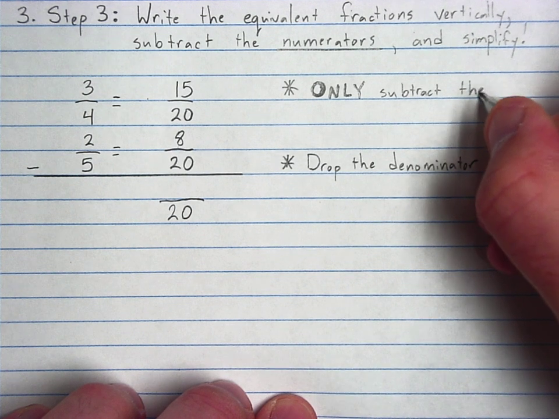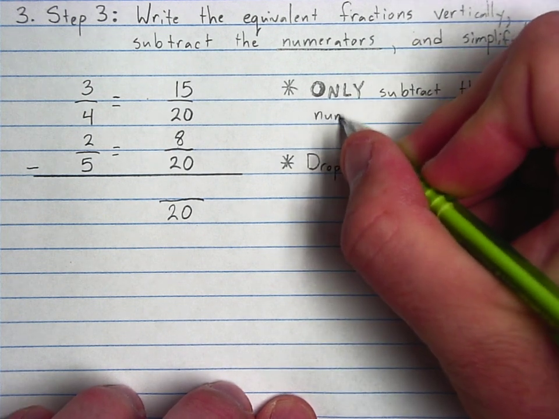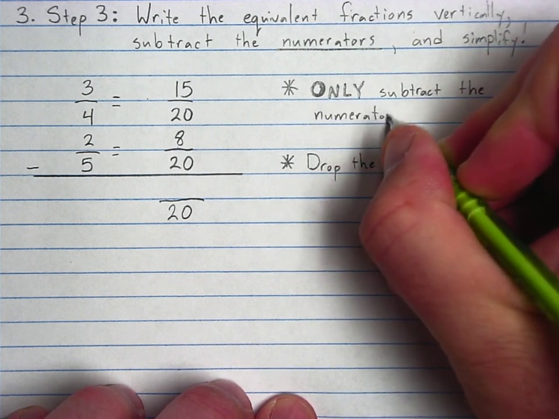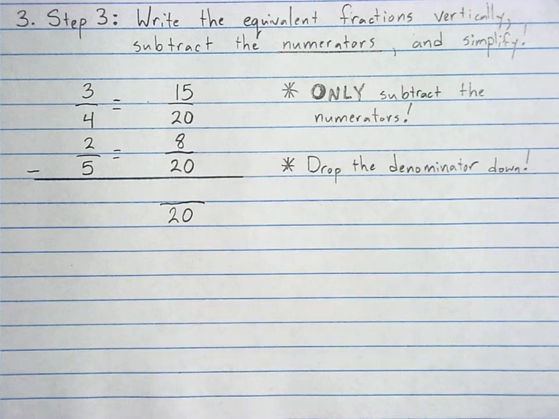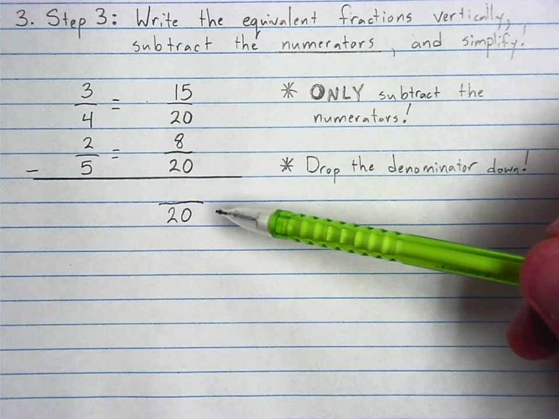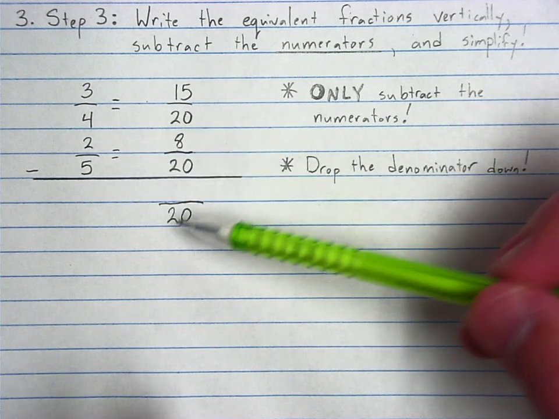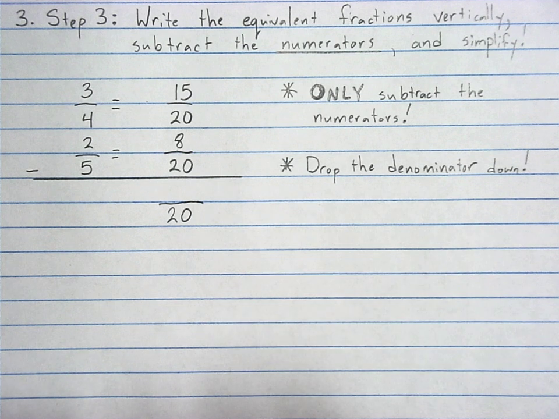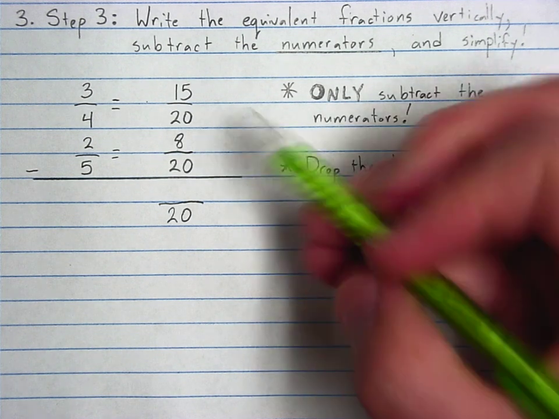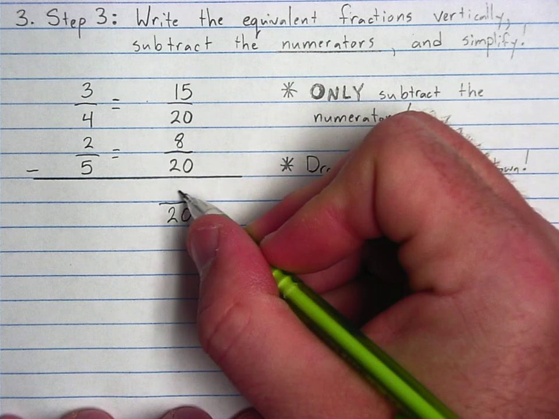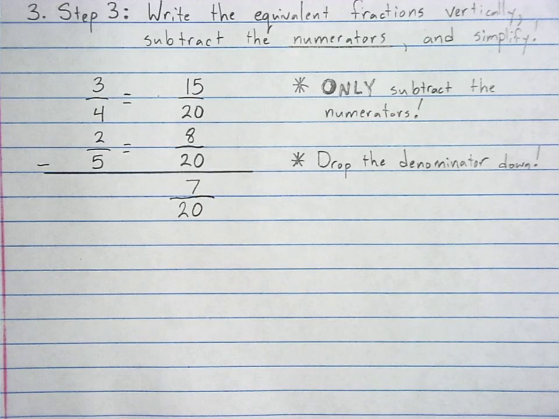Only subtract the numerators. I know I'm repeating that endlessly, but it is a big idea. If you accidentally subtract 20 minus 20, then you end up with 0. You can't have a denominator of 0. It, I don't know, destroys the universe or something. Don't do it. 15 minus 8 is 7.